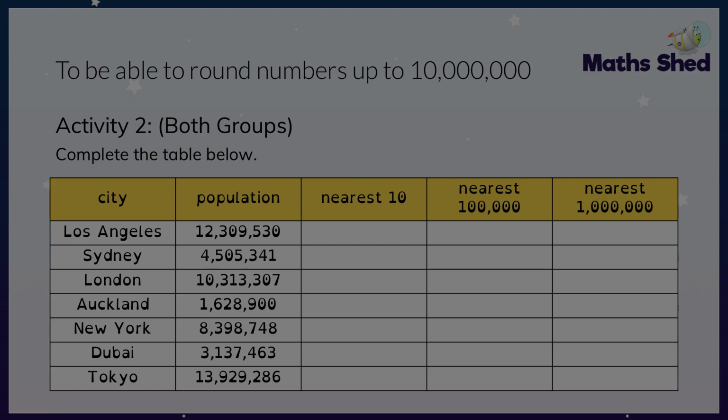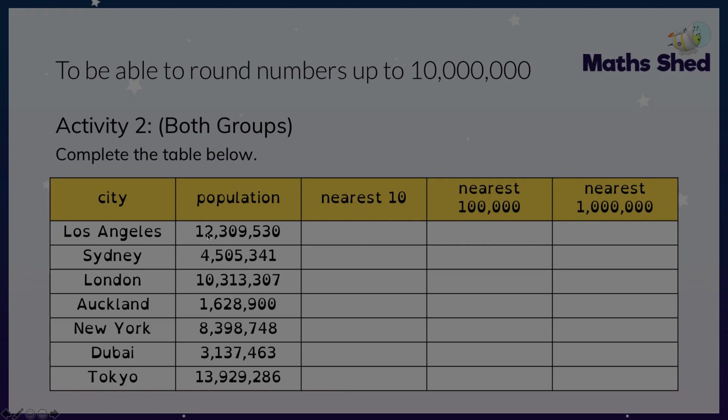Okay, activity 2, same sort of thing, different context. So we have cities along the left here. Los Angeles, Sydney, etc. We have their population, so that's the amount of people that live there. And the table is asking you to round it to the nearest 10, 100,000, and million.